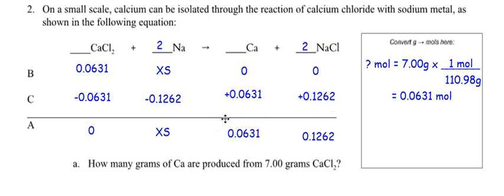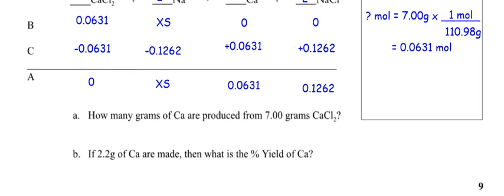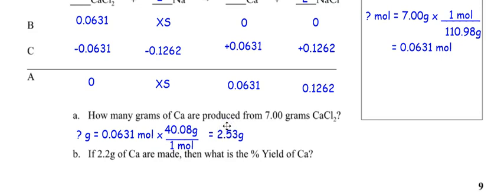Okay, so now what? How many grams of calcium are produced? From what? From this many moles, right? So put that moles, here's your calcium column, there's your moles. I'm going to put 1 mole on the bottom, right? And if I look up calcium on the periodic table, I'll get 40.08 and I get 2.53 grams.